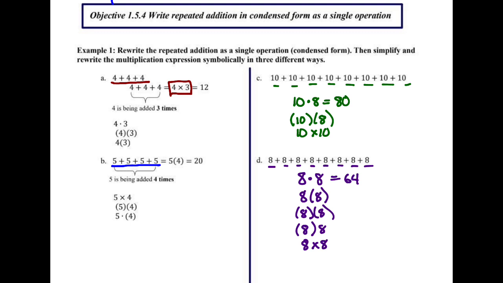So use whichever one you want to, and I am assuming that Canvas will accept any of those as multiply because any of them are correct. Just don't put a space in between ever.